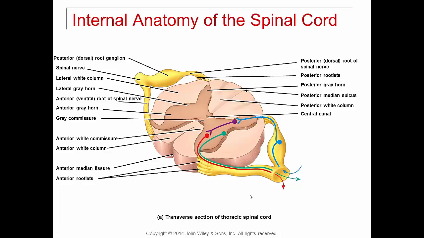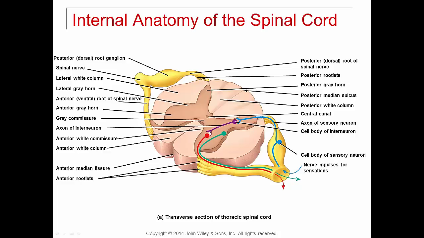So if we want to follow the path of nerve impulses into and out of the spinal cord, we'll just look at some of those pathways now. If we have nerve impulses for sensations coming from the body, they're coming in that spinal nerve and branching off in the dorsal or posterior root. The axon continues on and it will create a synapse in the posterior gray horn. The cell bodies of those sensory neurons, because they're pseudo-unipolar, will be located in the dorsal root ganglion. The sensory neuron can create a synapse with the cell body of the interneuron. The interneuron can then create a signal which will synapse with possibly a motor neuron.